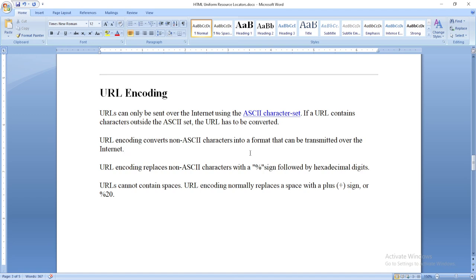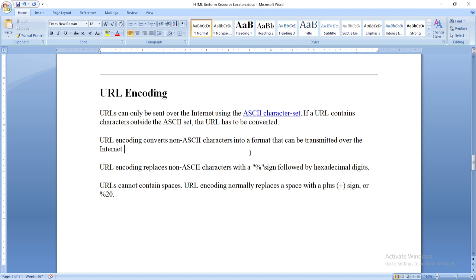URLs can only be sent over the internet using the ASCII character set. If a URL contains characters outside the ASCII set, the URL has to be converted. URL encoding converts non-ASCII characters into a format that can be transmitted over the internet. URL encoding replaces non-ASCII characters with a percentage sign followed by hexadecimal digits.